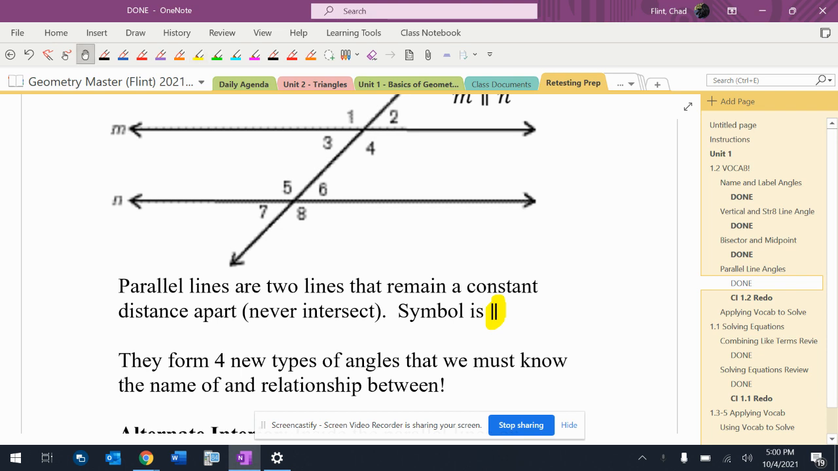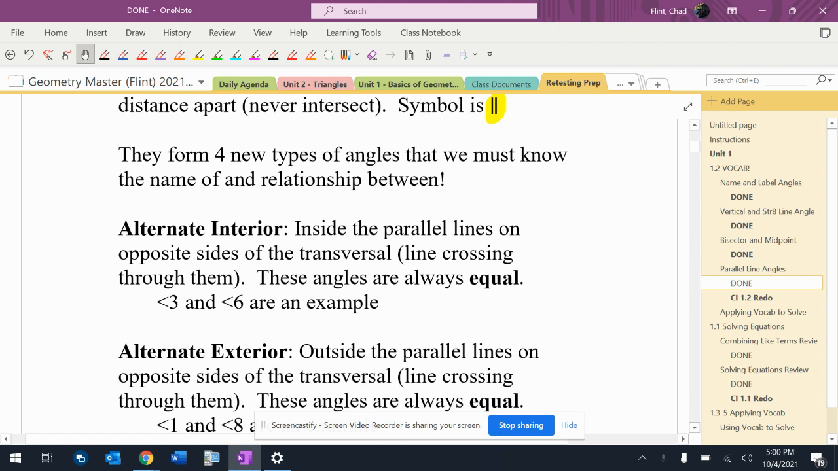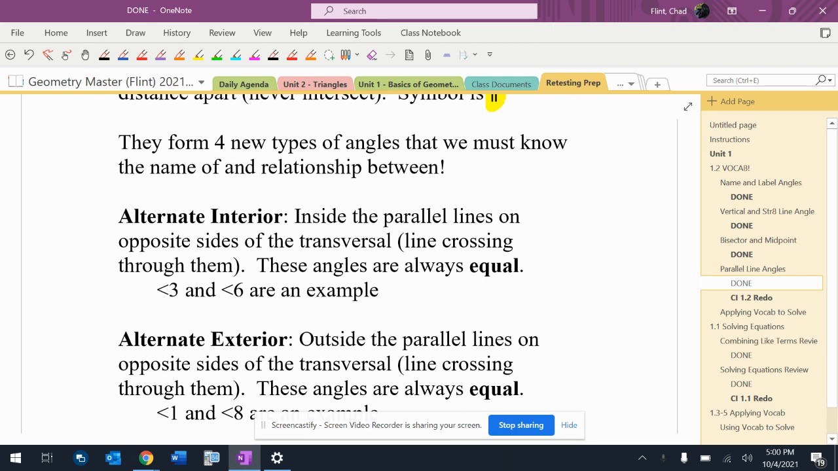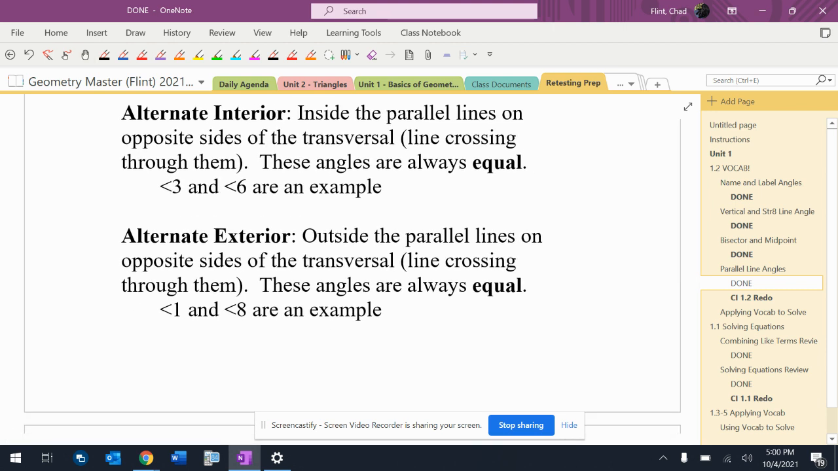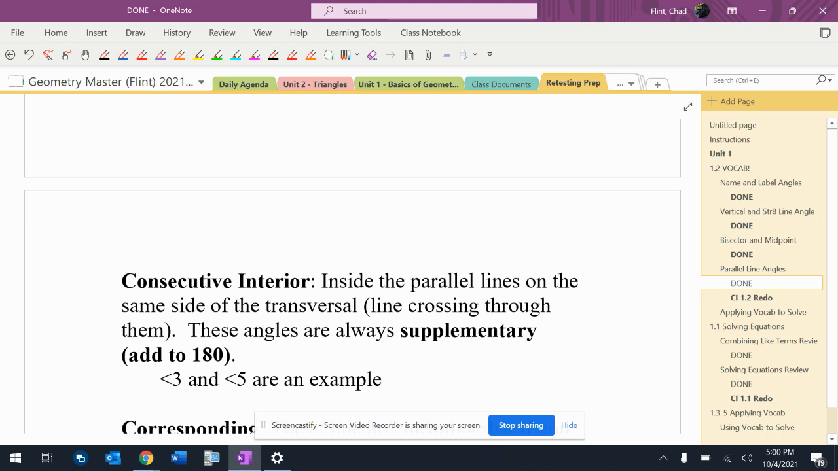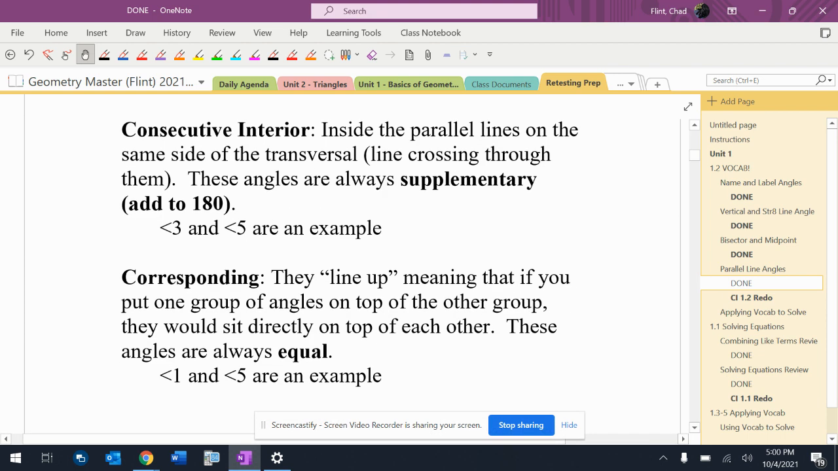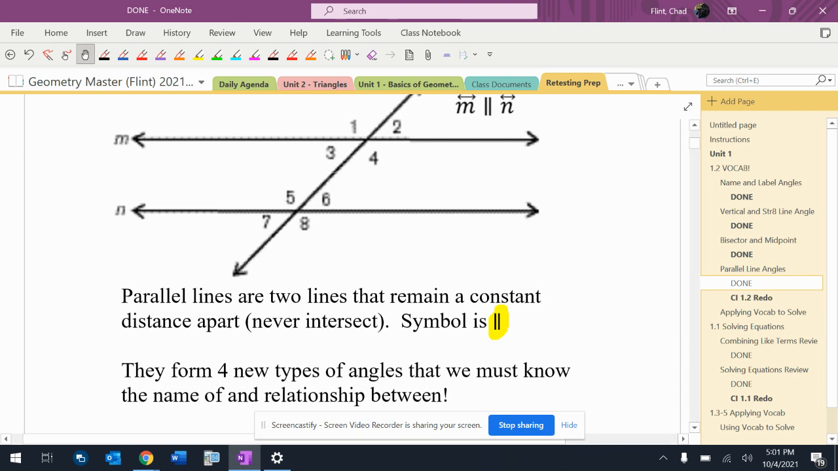There are four kinds of angles that exist in the lines up here that we have to know where they are. They are alternate interior angles, which are inside the lines on opposite sides of the transversal, that's the line that crosses through them. Alternate exterior, which are outside the parallel lines on opposite sides of the transversal. Consecutive interior, which are inside the parallel lines on the same side of the transversal. And then there are corresponding angles. Those are the ones that line up, meaning that if you put one on top of the other, that's what you get.